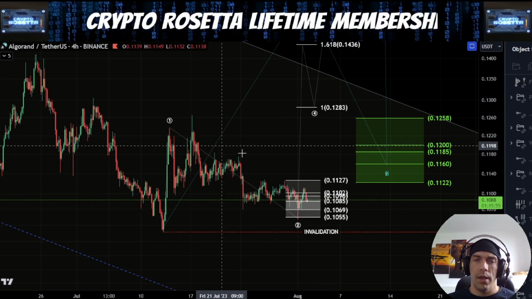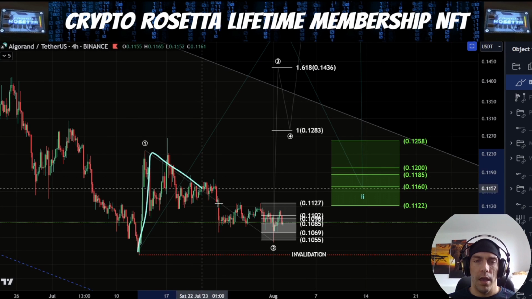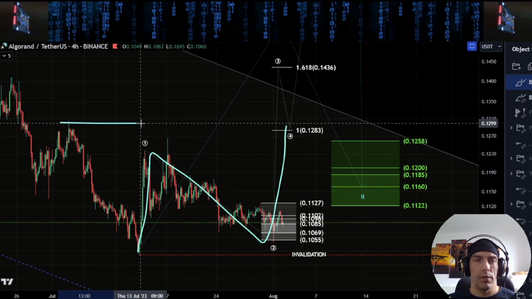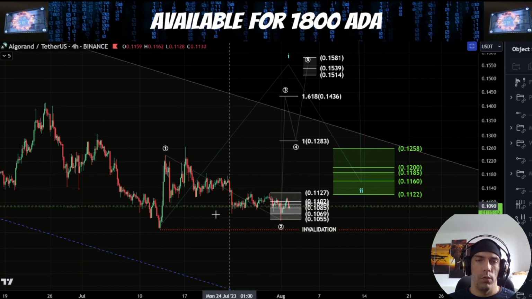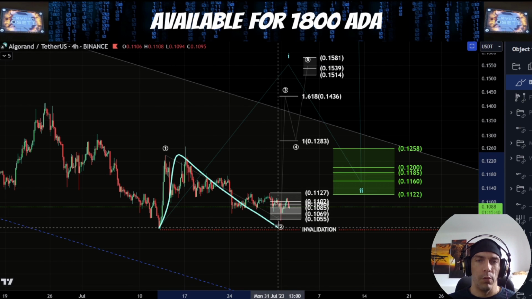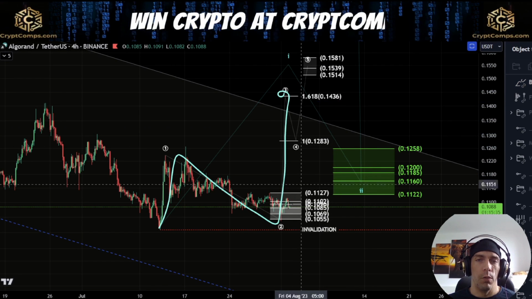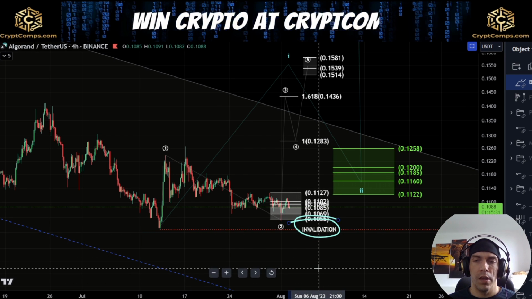Now, if that is the case, what we'd then be looking for would be either another move up here as A, B, and C into this 1283, which would bring us back into these highs, which would be an interesting level. Or alternatively, what we'd be looking for would be the potential that this becomes 1, 2, 3, looking for this 1436 off of our current low. Invalidation of this developing as an impulse comes at this 1027.